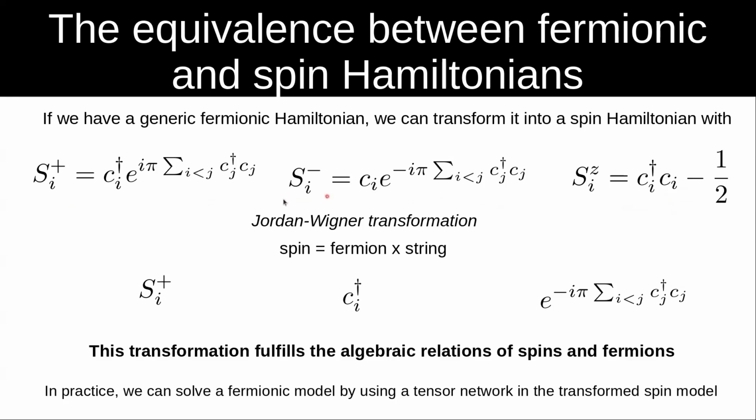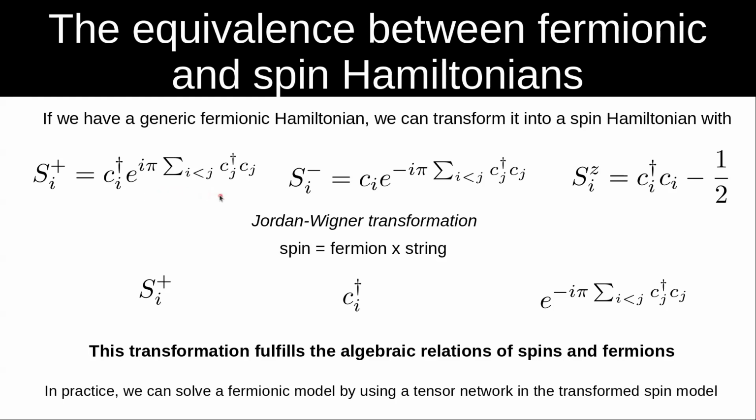What is important to keep in mind is that this string object, if you are in a state that has a certain number of electrons, is just plus or minus 1. In practice, that corresponds to how many electrons you had to flip in order to get to the site that you wanted. It is usually called a Jordan-Wigner string.